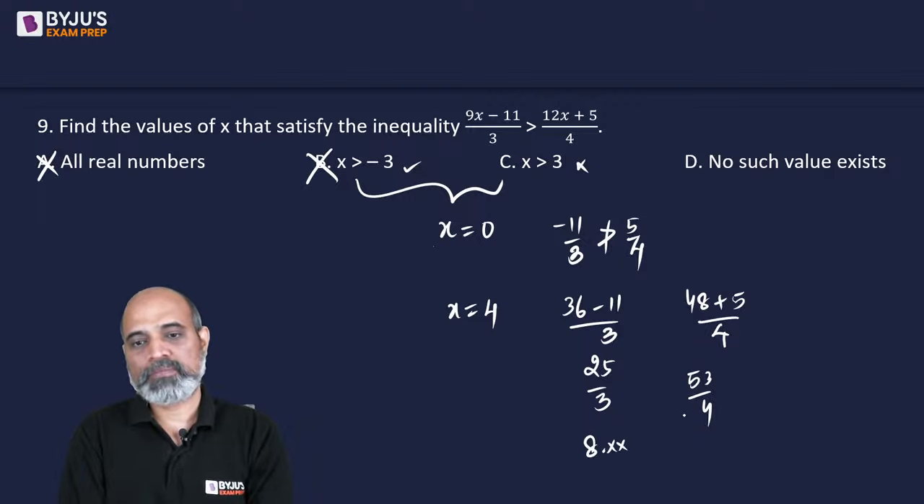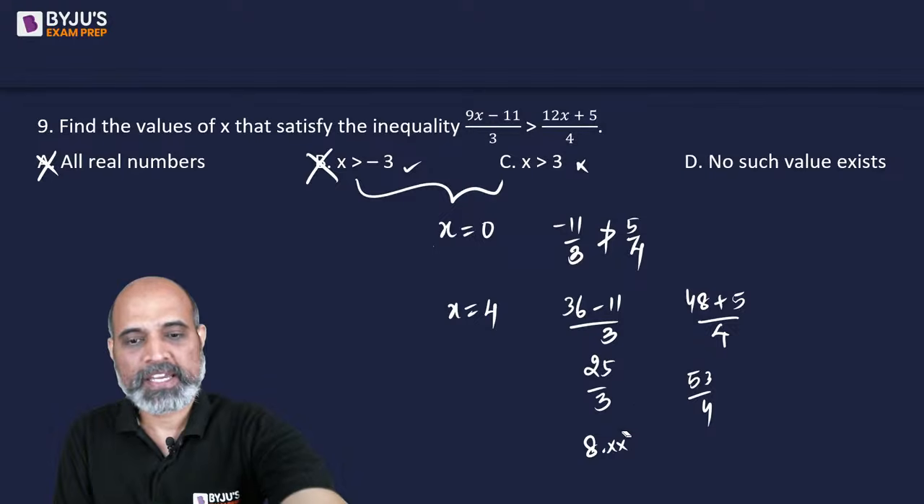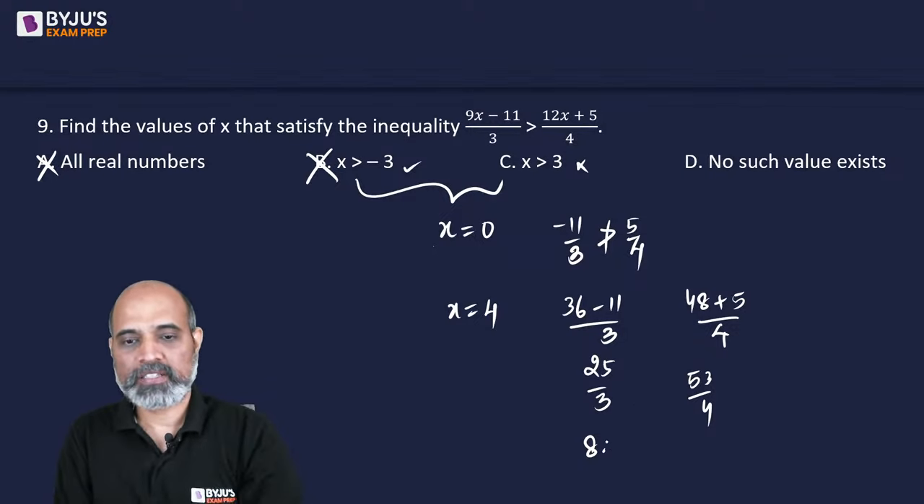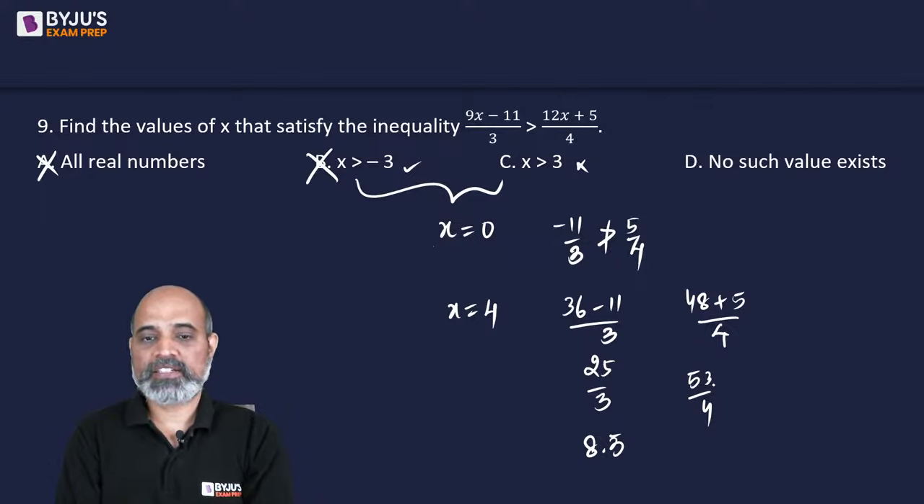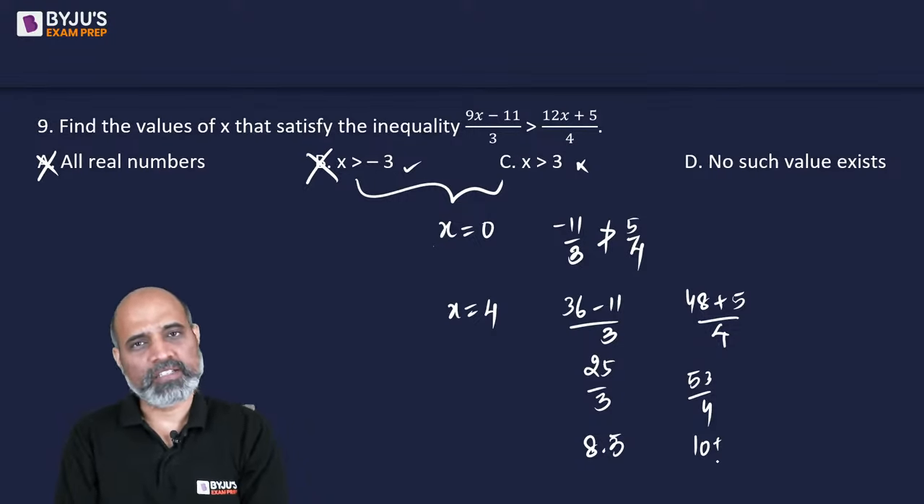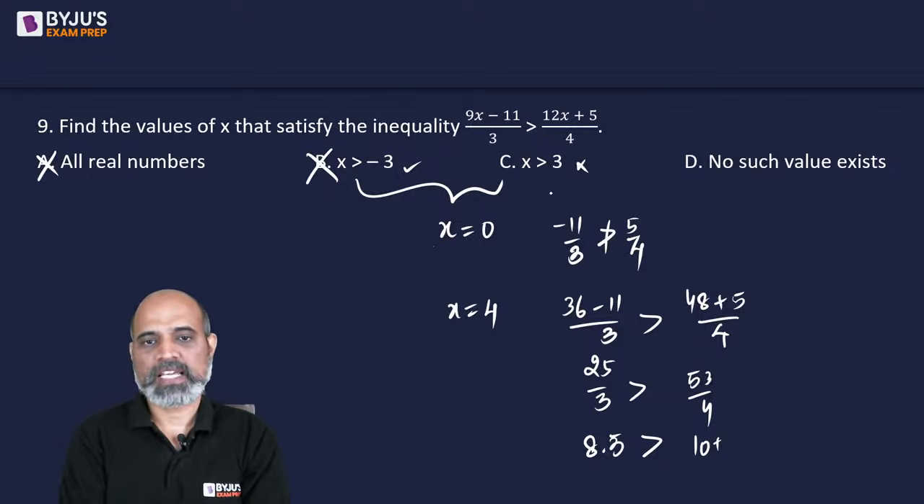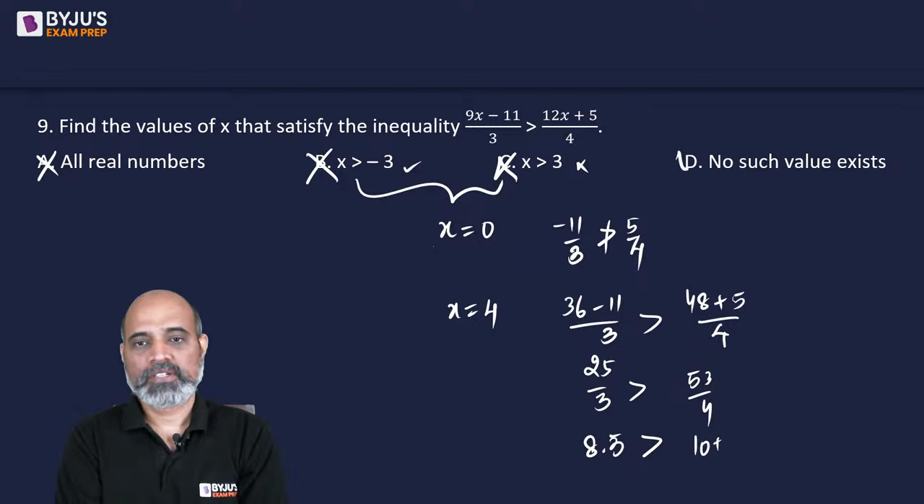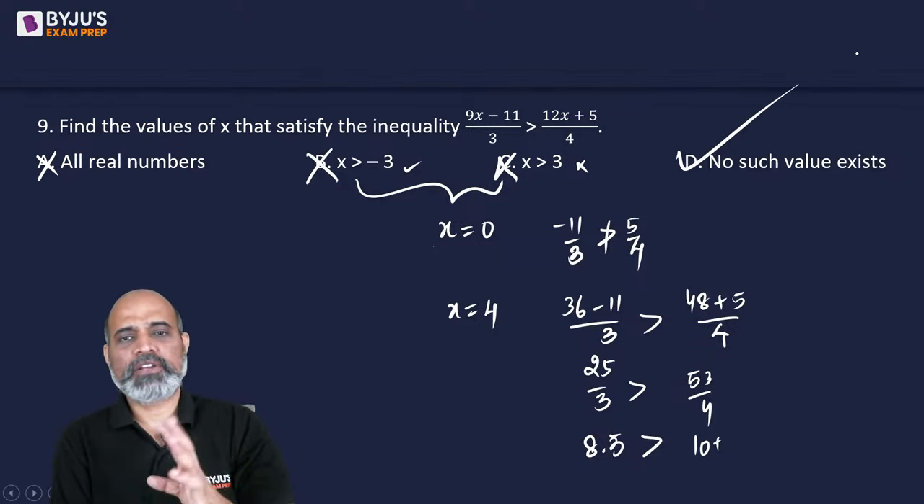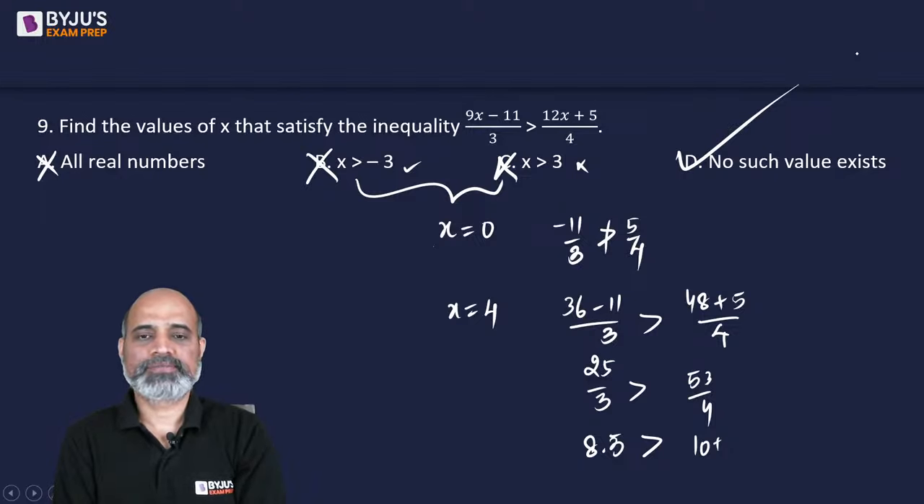25/3 is 8 point something, and 53/4, I need to put a little value for this. This is 8.33, and 53/4 is going to be definitely more than 10. It will be 12, 13. Now 8.3 is greater than this. It isn't, right? So even 4 doesn't solve this, so D is the answer. There is no value of x that solves this, okay?